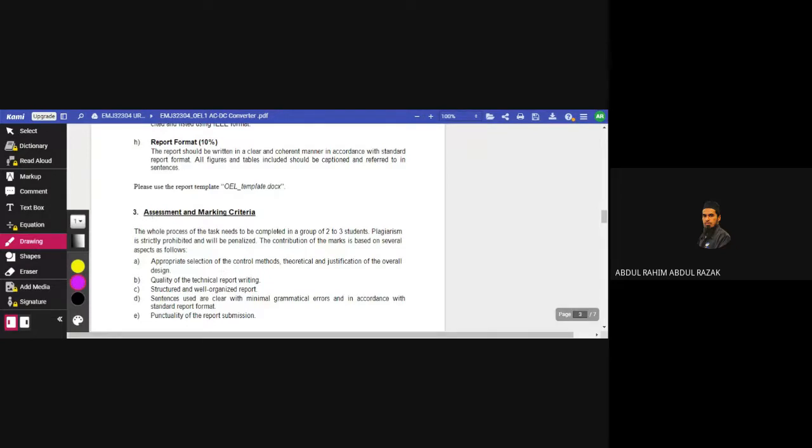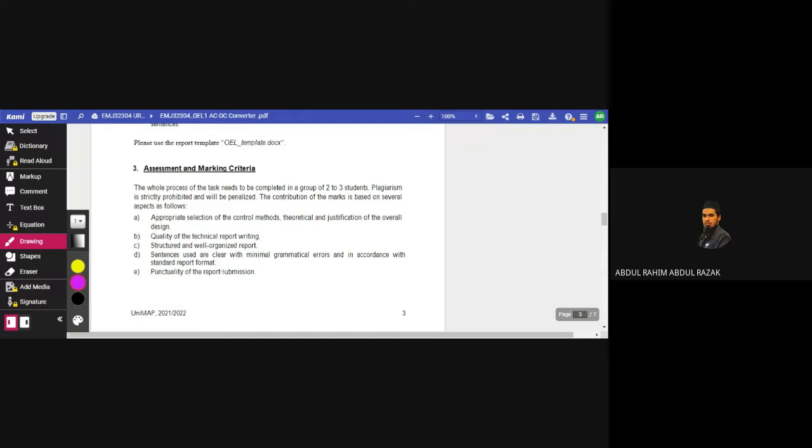Okay, what else? Marking criteria. You group in terms of 2 or 3 students. Do not copy from each other. If you copy, I will deduct marks and we will just average between you all. That is the least punishment. Maybe each group obtained 60% and 50%, so I will add and divide by the 2 groups. If 3 groups, then divide by 3.